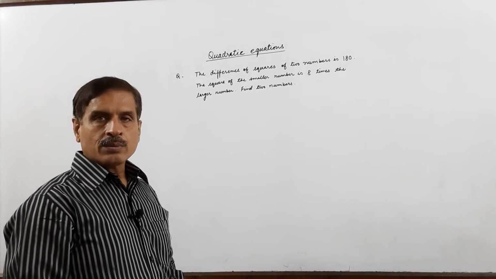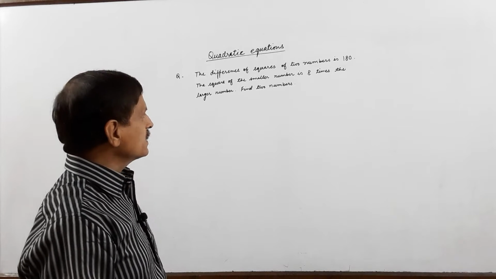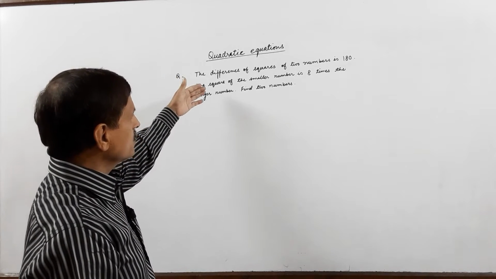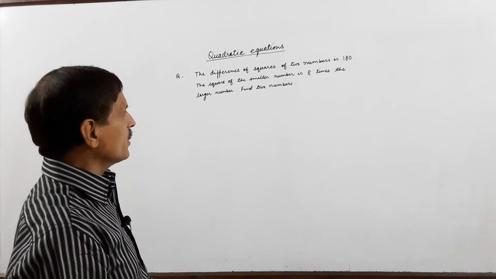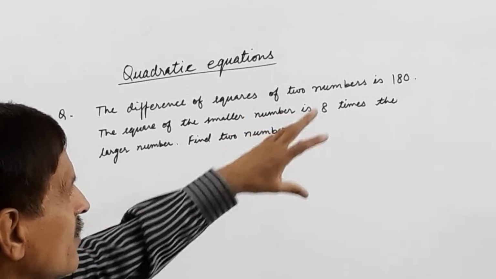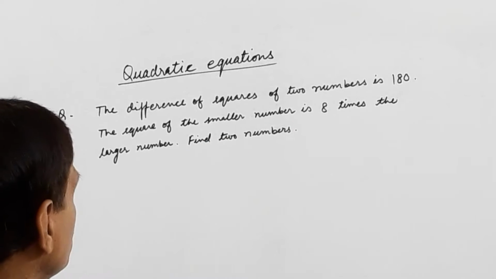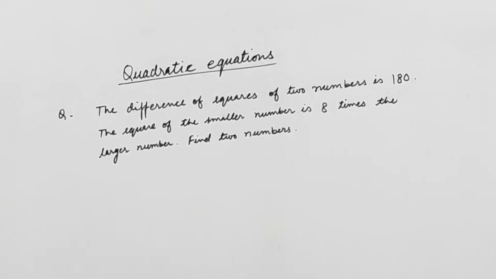Now in this video we will discuss some word problems based on quadratic equations. The difference of squares of two numbers is 180. The square of the smaller number is 8 times the larger number. Find the numbers.